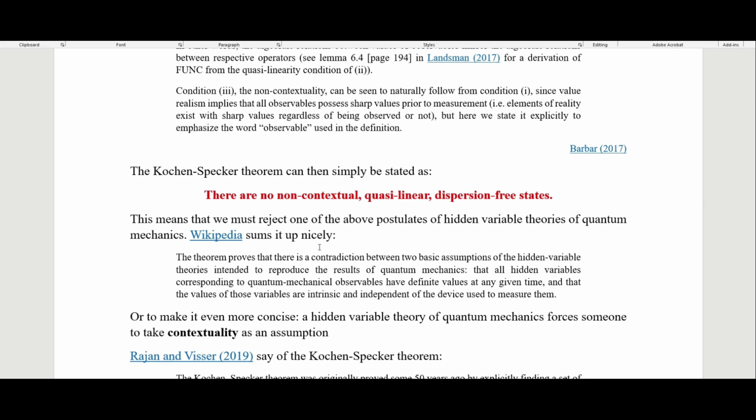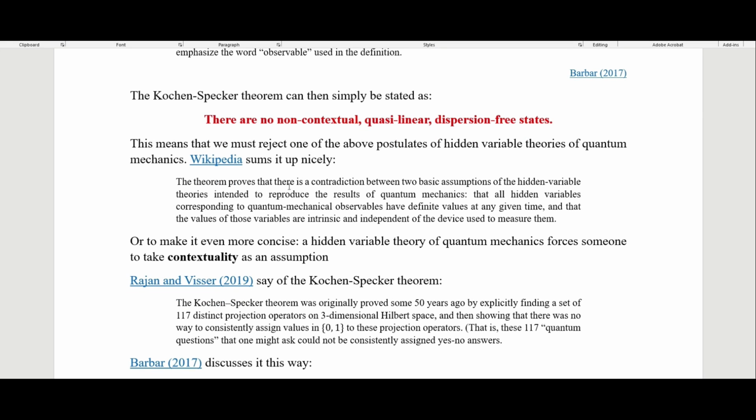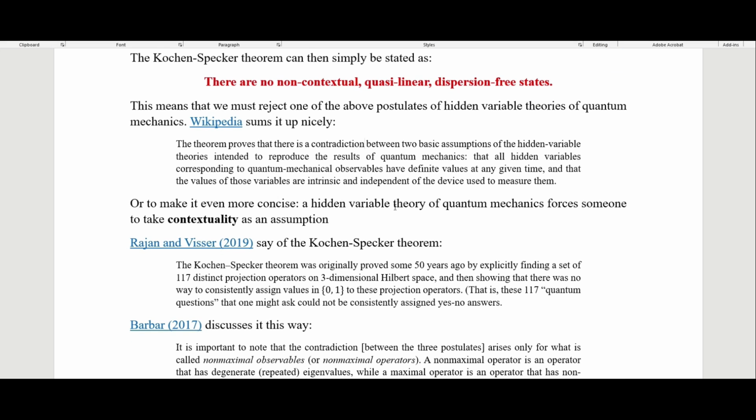Then Wikipedia sums it up this way. The theorem proved that there is a contradiction between two basic assumptions of the hidden variable theories intended to reproduce the results of quantum mechanics: that all hidden variables corresponding to quantum mechanical observables have definite values at any given time, and that the values of those variables are intrinsic and independent of the device used to measure them. Or to make it even more concise, a hidden variable theory of quantum mechanics forces someone to take contextuality as an assumption.